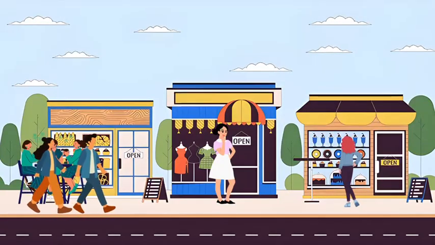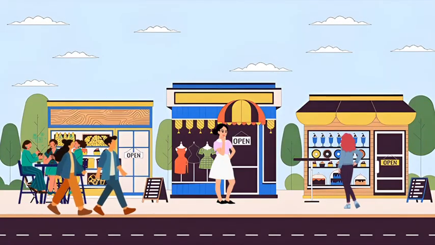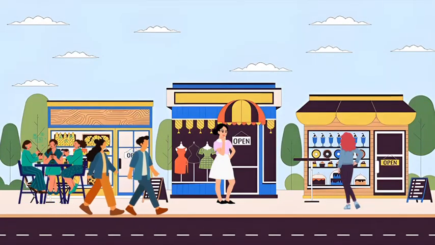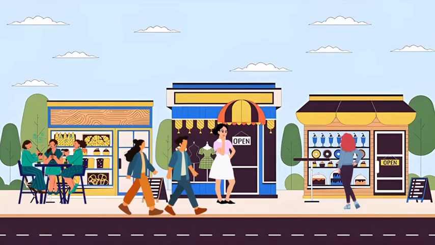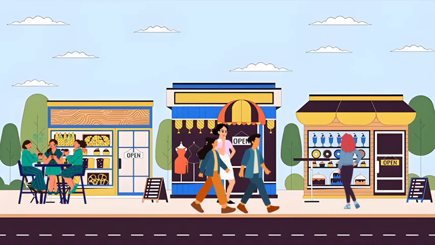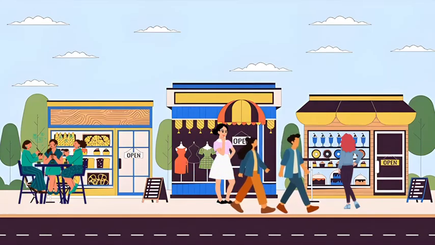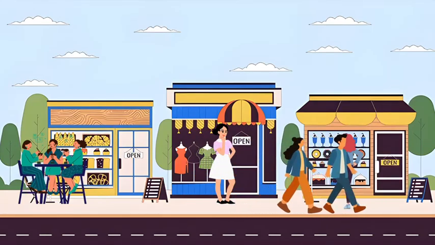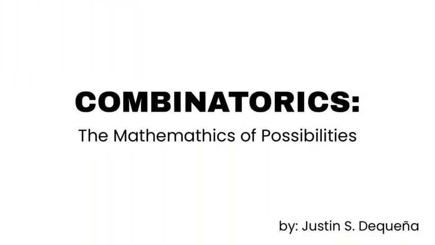Every single day, millions of tiny decisions happen around us. Picking an outfit, choosing a password, or even shuffling a deck of cards. But what if I tell you that hidden beneath every choice is a secret universe of possibilities? Welcome to Combinatorics, the math that counts the number of ways things happen.